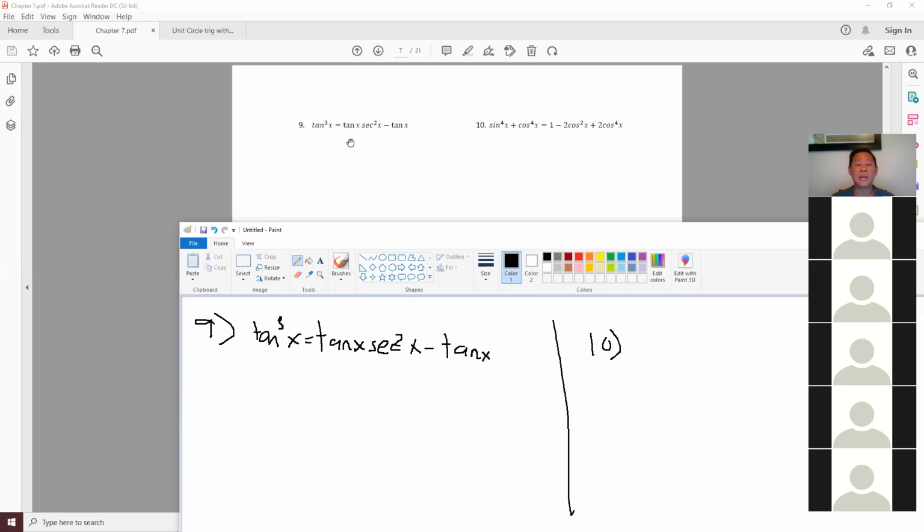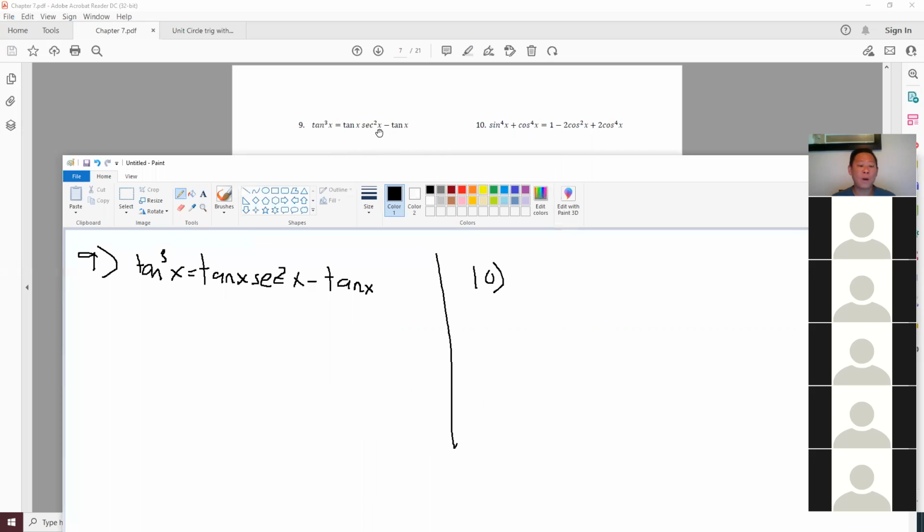So let's take a look at number 9 here. Tangent 3x equals tangent x secant square x minus tangent x. So again, tell me what side you start from, the left or the right-hand side.